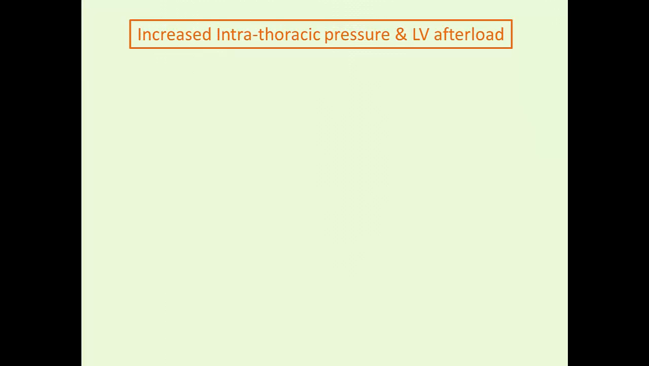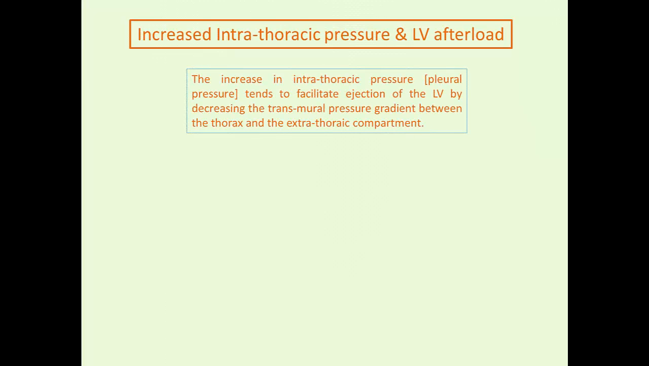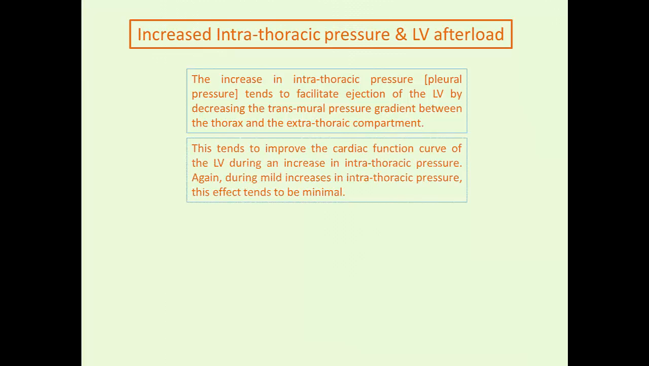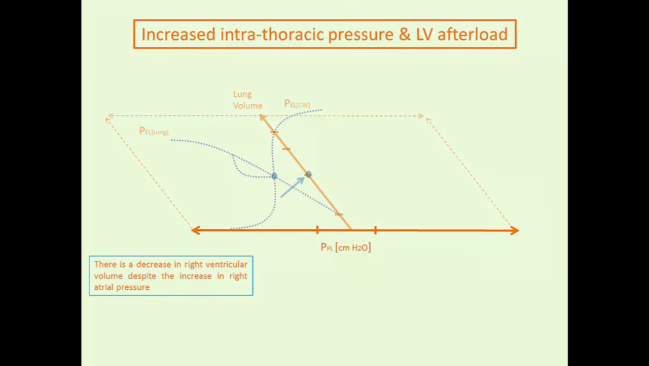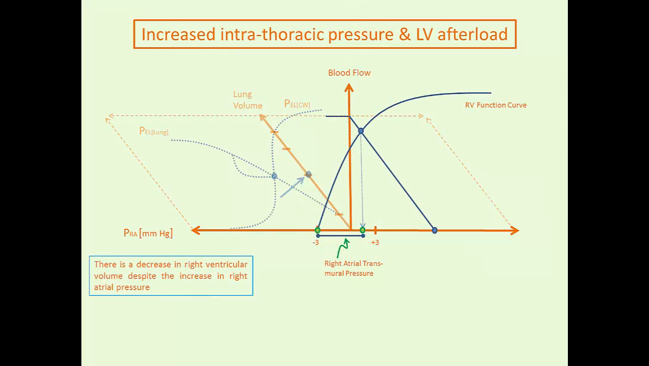Moving on to left ventricular afterload, an increase in intrathoracic pressure again tends to facilitate ejection by the LV, but small increases in intrathoracic pressure can have very minimal changes in the left ventricular transmural pressure. This tends to improve the cardiac function curve as the increase in intrathoracic pressure decreases this transmural wall stress. And then just to re-demonstrate this, that's your mini Valsalva. The right ventricular cardiac function curve shifts rightwards.